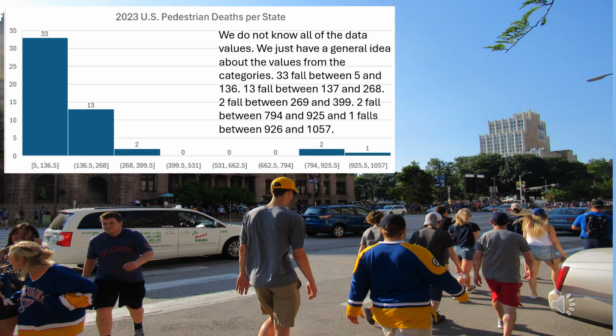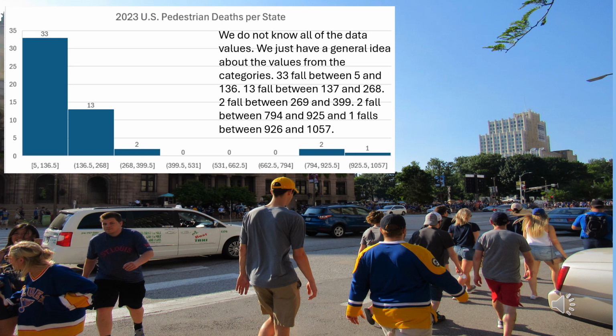We are going to use the 2023 U.S. pedestrian deaths per state and Washington, D.C. So notice there are 51 values. If you add 33 and 13 and 2 and 2 and 1, you get 51. We don't actually have the full set of data. Instead, we have the data organized in these categories. We had 33 values fell between 5 and 136. 13 fell between 137 and 268. 2 states had pedestrian deaths between 269 and 399. And then there were 3 categories that didn't have any.